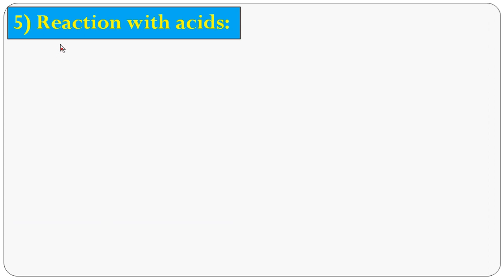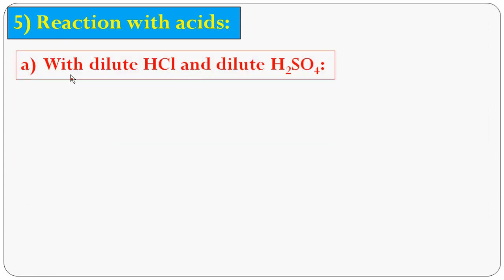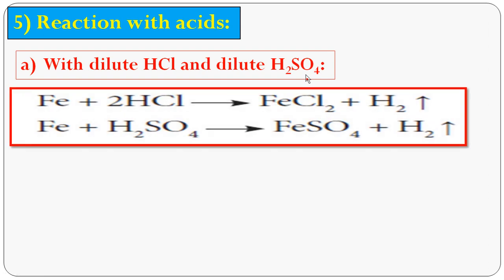Now the fifth one, reaction with acids. The first one, iron reacts with dilute hydrochloric acid and dilute sulfuric acid. Iron reacts with dilute hydrochloric acid to form ferrous chloride, FeCl2, with the liberation of hydrogen gas. So here you have to put 2HCl.